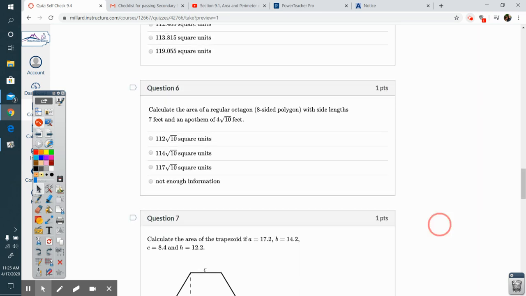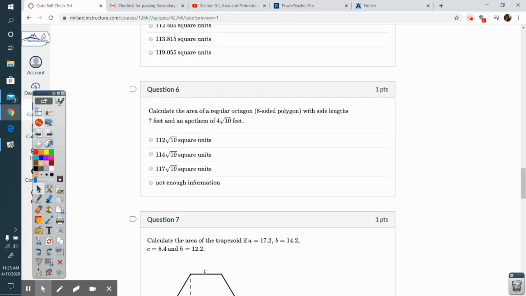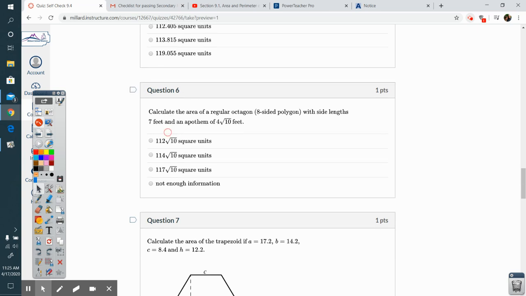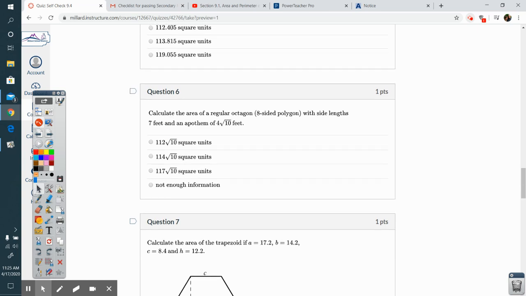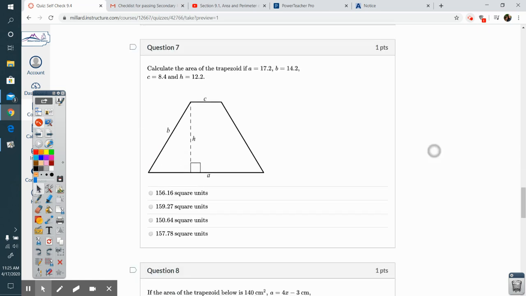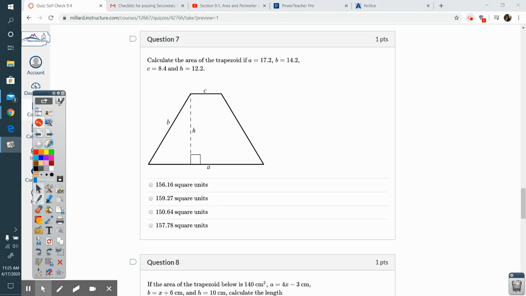Now, just as a side note, we will not be tested on this. You will not have to know question 6 right here with apothem and regular and all of that. It was just in this unit, and I wanted you to calculate the area of these other things. So just kind of skip through that if you need, but know that you will not have to know that on a test. Okay, question 7.